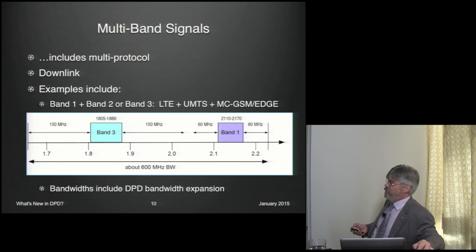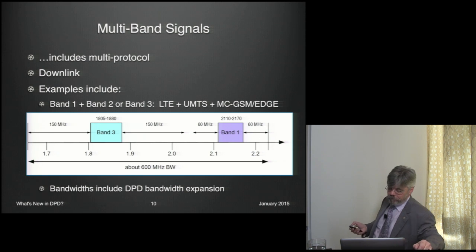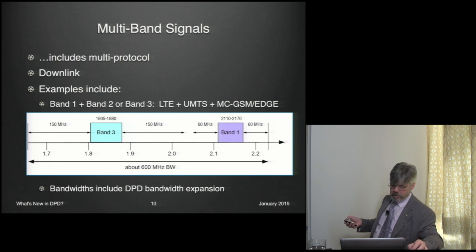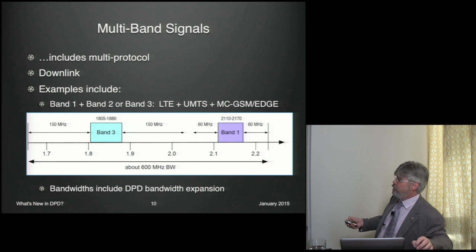And that's this sort of thing. Multi-band signals, yeah, we're now getting asked for these. This is a real challenge. It obviously includes multi-protocol. It's really downlink only. And examples include band 1 plus band 2 or band 3, and this example is band 3, the old GSM band, and band 1, which is wideband CDMA, and this is now being refarmed for LTE, and LTE is appearing with possibly multi-carrier GSM in here. And people think it would be really nice if you could do this with one PA.